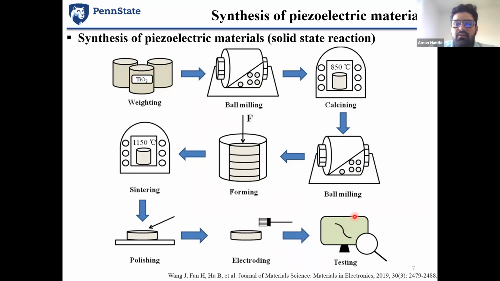And finally, we carry out all the piezoelectric measurements, like the strain measurement, the D33 measurements, the KP measurements, the frequency measurements. So there are a lot of measurements which we do on the ceramics. That is all carried out after electroding the ceramic disc on both sides.